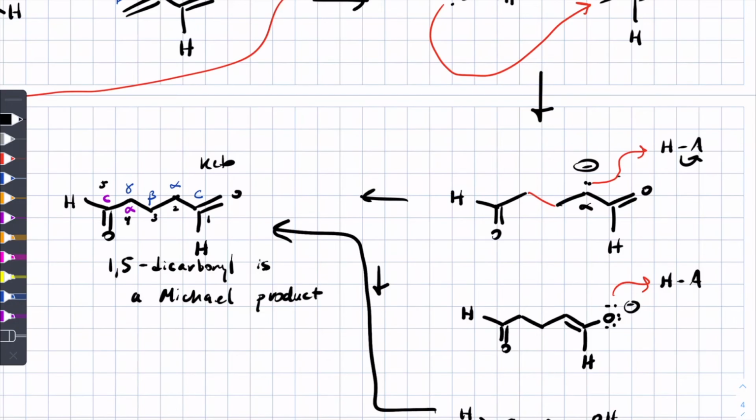So I often, just to save myself time, protonate on the alpha carbon and go straight there, even though this is more realistic. Okay, others?